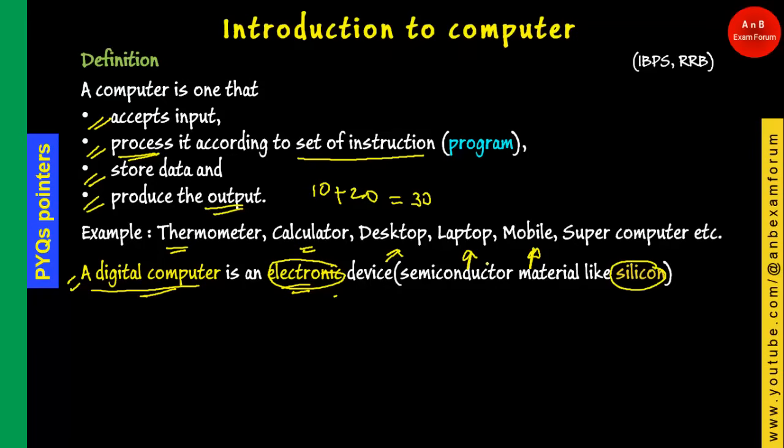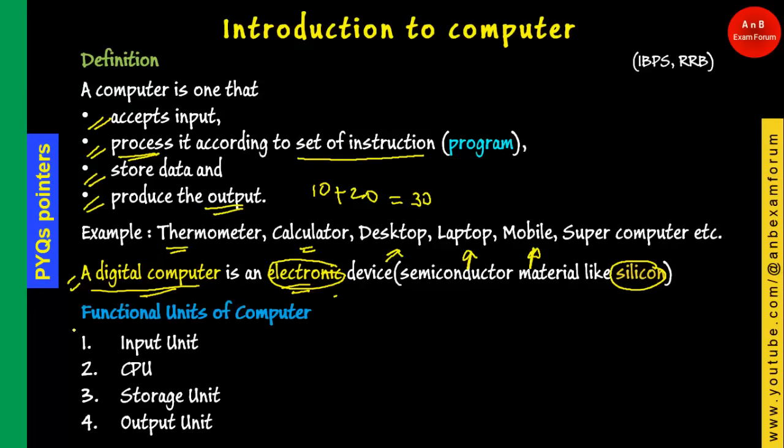Okay, and we are going to see again in the next class what it is and how it is made. I'm not going into detail as of now. Just remember a digital computer is an electronic device, and whenever you see the word electronic, it means it has semiconductor material like silicon.